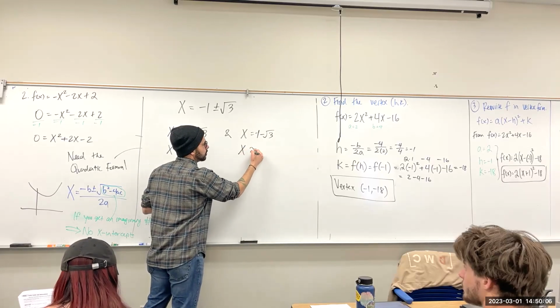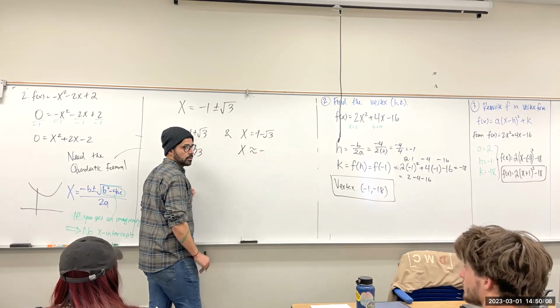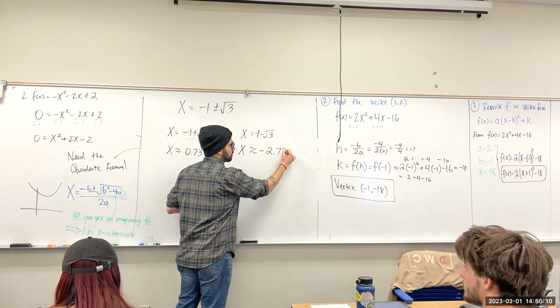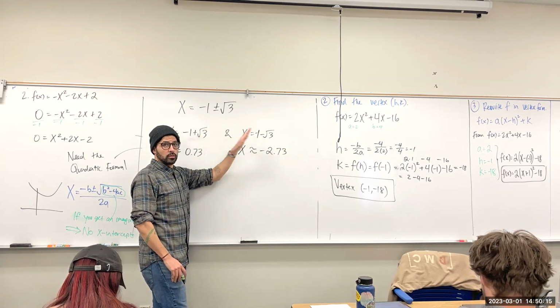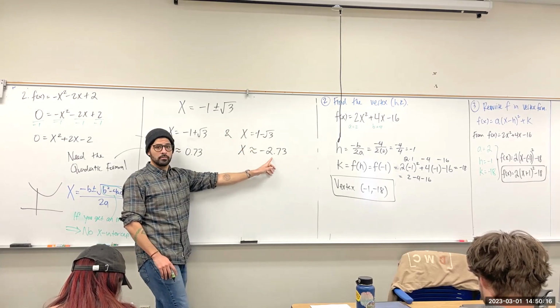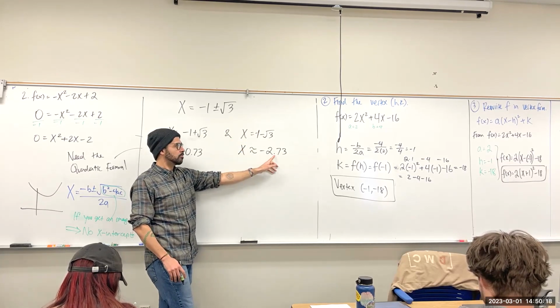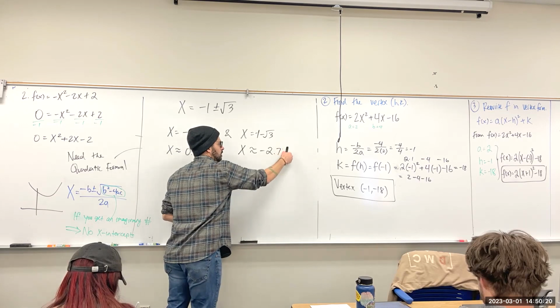And this one rounds to negative 2.73. Okay, so you're going to have to use a calculator to compute the decimals and round them. So I could have rounded it to negative 2.7 if I wanted. Actually, let me do that.